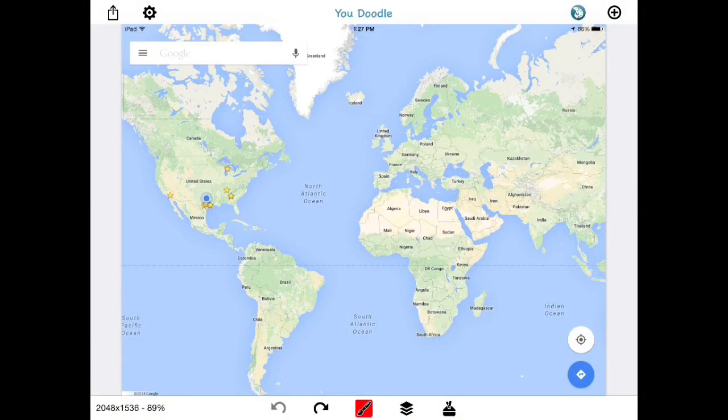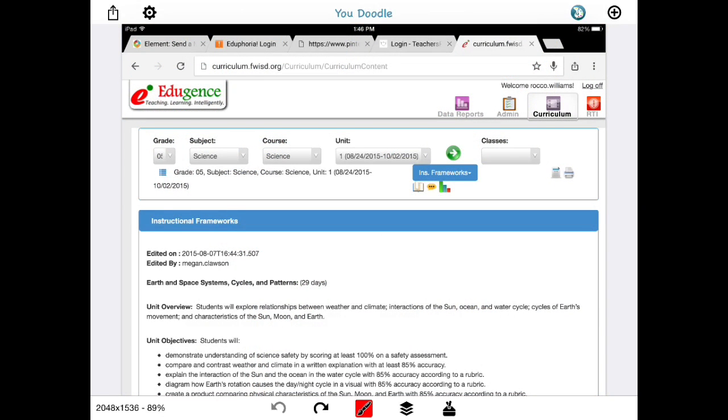Well, let's start with the world view. Here we see the global view. It's the big picture, but not a lot of details. Oh, so what does this have to do with planning? Well, when you log into Edugence, you can see that the science framework is broken up into units.